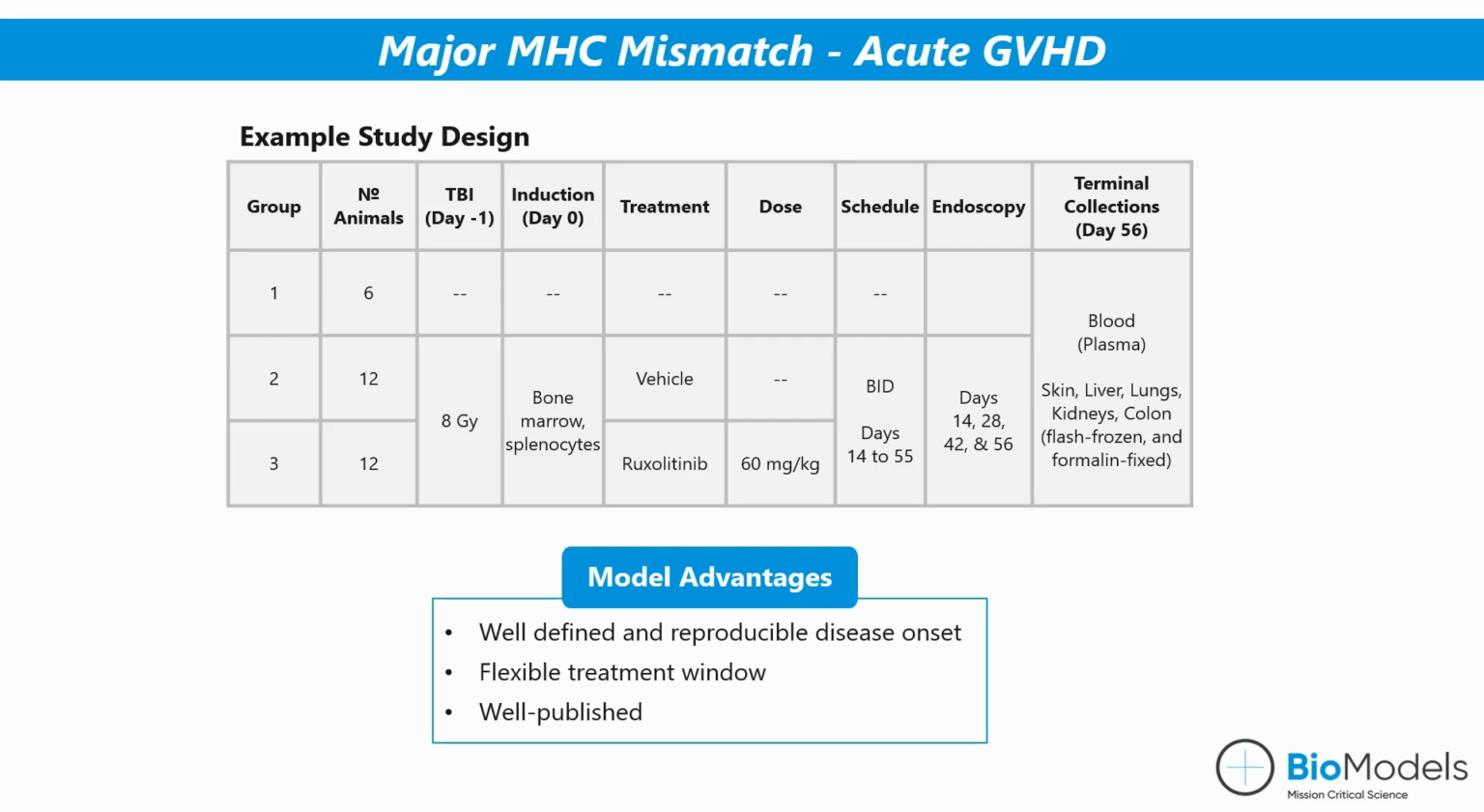In this model, on day -1, we'll first give a total body irradiation, a lethal dose of 8 gray, and then on the following day, provide the cell transfer from MHC mismatched animals. Over the course of the study, we then can start a treatment, and we typically start treatments around day 14 as this is considered the start of the disease. Endpoints can be taken anytime throughout the study, but in a typical study, we typically run out to day 56, looking at survival, weight change, and graft versus host disease component score. We often take collections for further analysis as well.